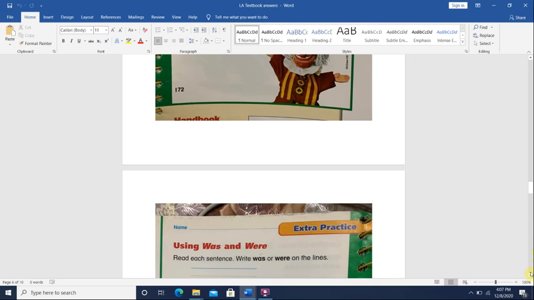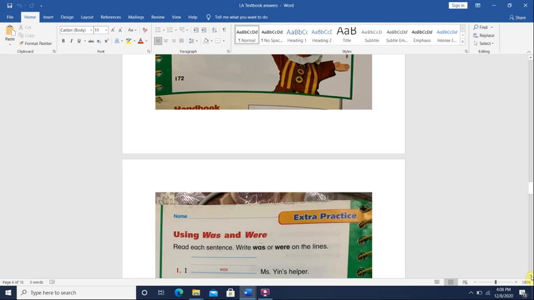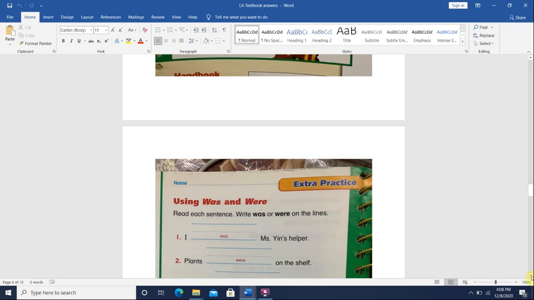Okay, so we understand now when we use is and are. If we want to talk about something in the past, we change is and are to was and were. So was and were are used in the past tense. We use was when we tell about one person or place or thing, and were when we talk about more than one person, place, or thing.